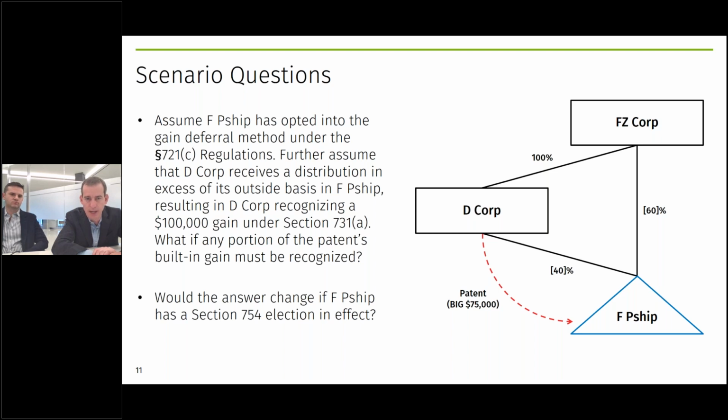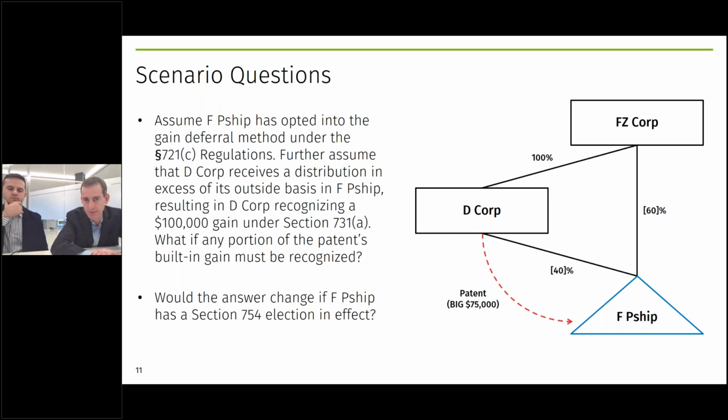So let's just assume they adopt the gain deferral method, and now we're in a safe zone. We have non-recognition treatment under 721(a), but we're still subject to this gain deferral method, which one of the requirements is that if there's any sort of acceleration event, then the remaining pre-contribution built-in gain needs to be recognized by that contributing partner. And so the question in this slide here is, what happens if D Corp receives a distribution from FPship, from the partnership, and that distribution exceeds D Corp's outside basis by $100,000.